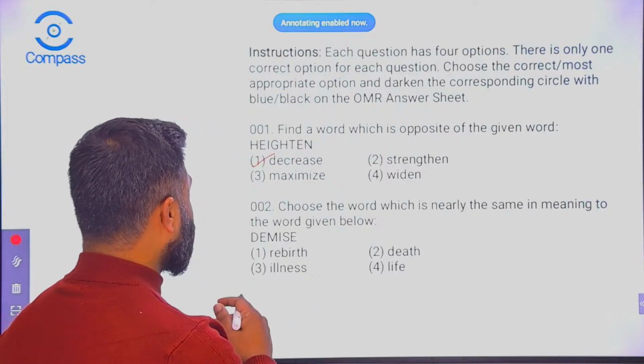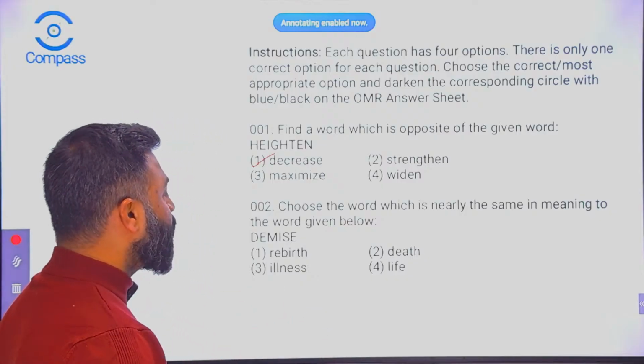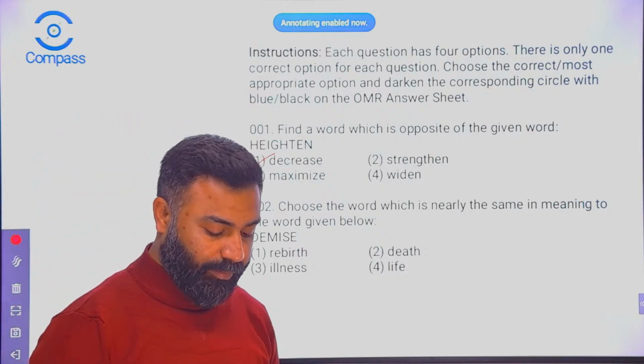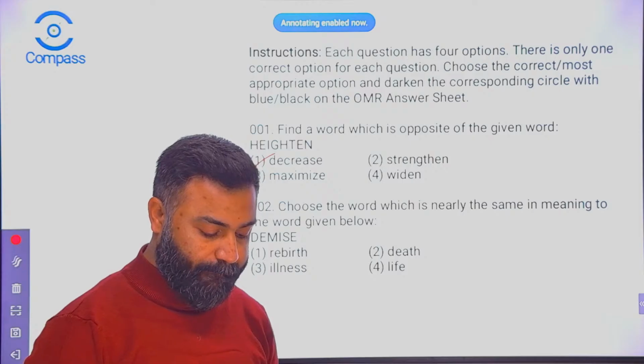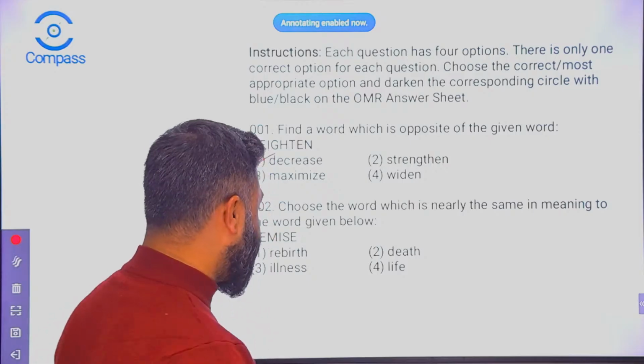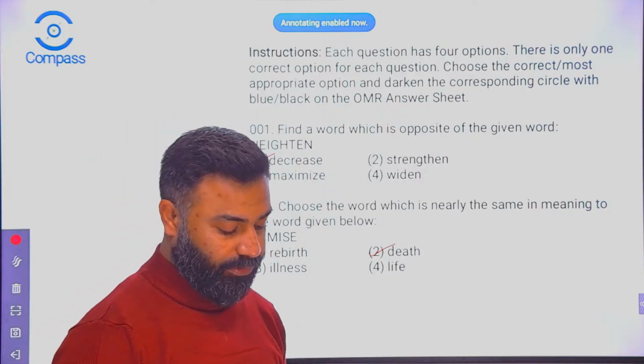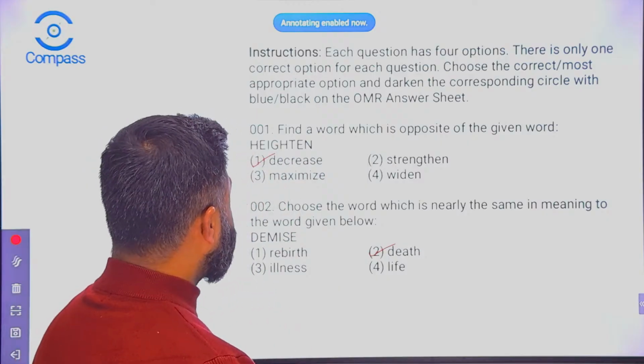So here we have the word demise. Now demise, what is the correct synonym to the word demise? Come on. So yes, it is death. That's the correct answer. Very good, very nice. Let's proceed.